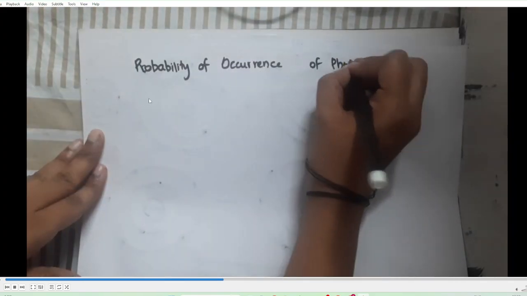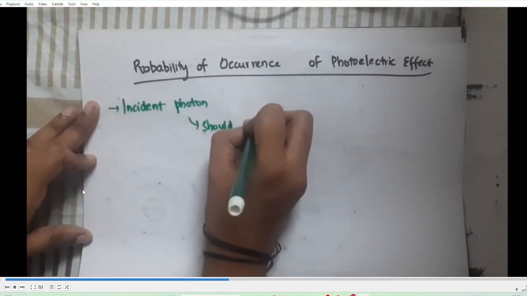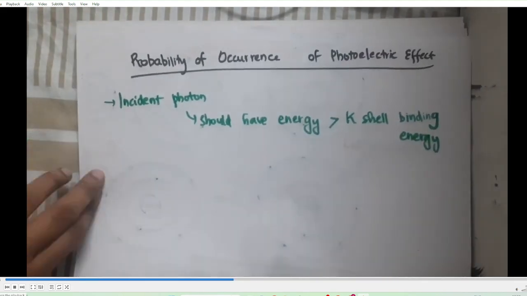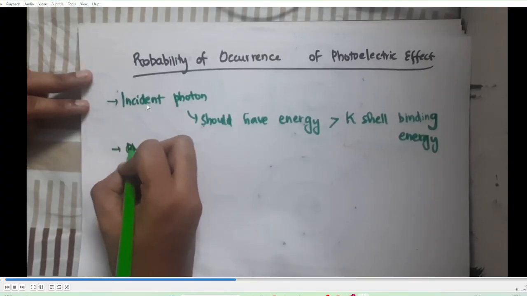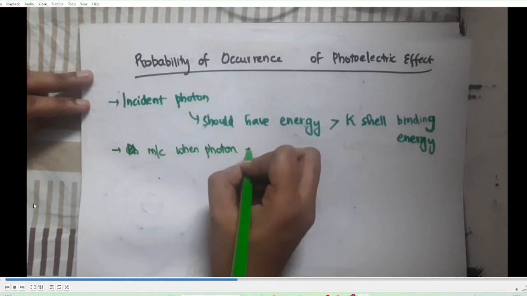Then the next topic is the probability of occurrence of the photoelectric reaction. There are three simple rules governing the probability of photoelectric reaction. Number one, the incident photon must have sufficient energy to overcome the K shell binding energy of the electrons. For example, the K shell binding energy of iodine is around 33.2 kilo electron volts. The X-ray photon should have an energy more than 33.2 kilo electron volts to eject the electron from the K shell. The photon may interact with the L or M shell but not the K shell.